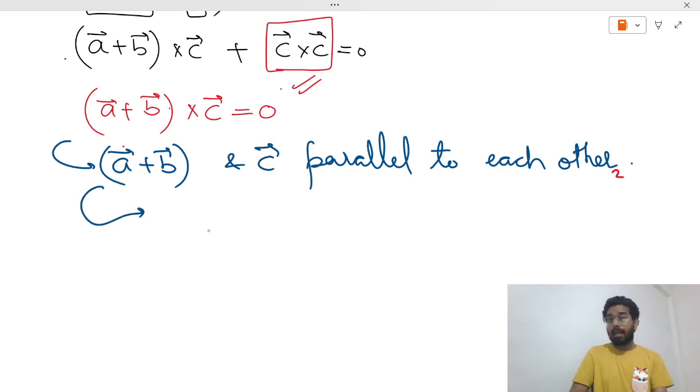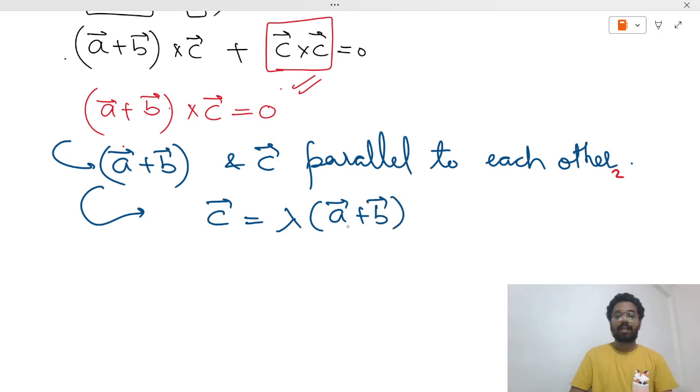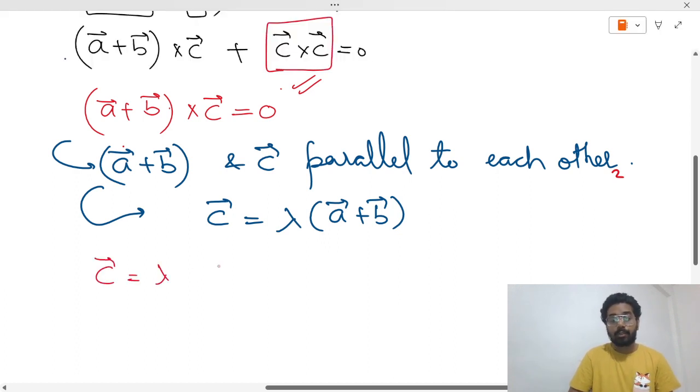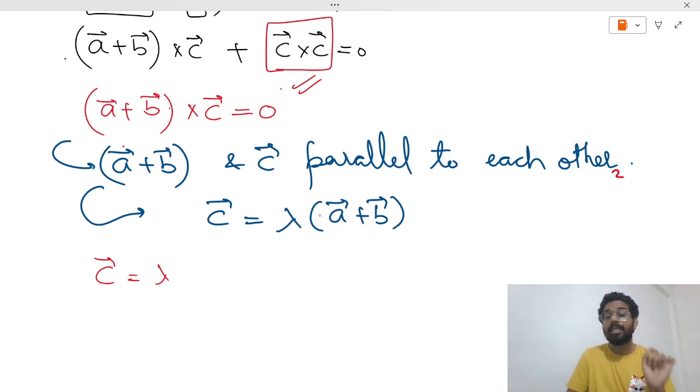All right. So if they are parallel, then what you will do? You will write down that if two vectors are parallel, then one of them will be lambda times the other vector. So that is concept number three that we have used over here. Now we will write C vector is equal to lambda times of. Now, a point to be noted: in this question, they have already used the term lambda, so I will use alpha instead. So C vector is alpha times (A plus B).